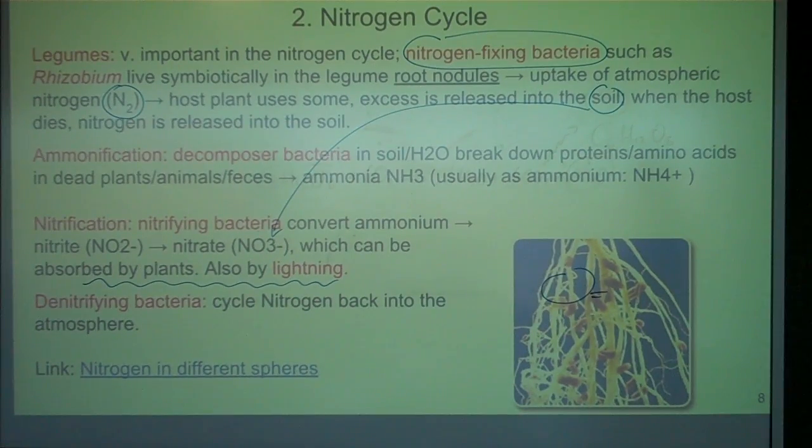If the gods are feeling a bit cranky, they might make you fill things in on the picture. But you should understand this idea that nitrogen gas can't be used.